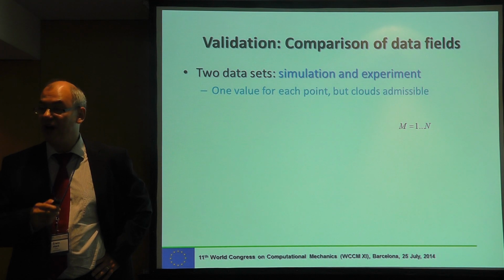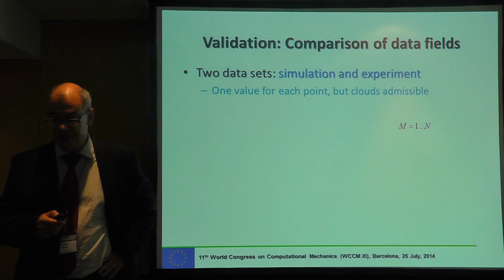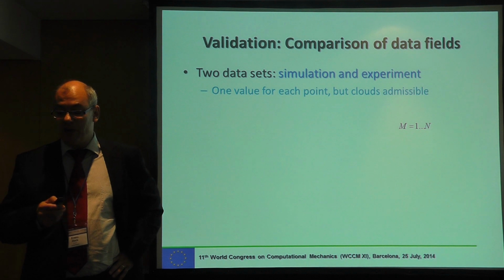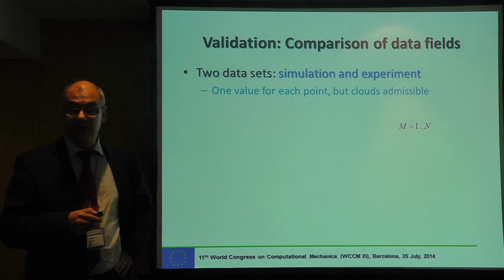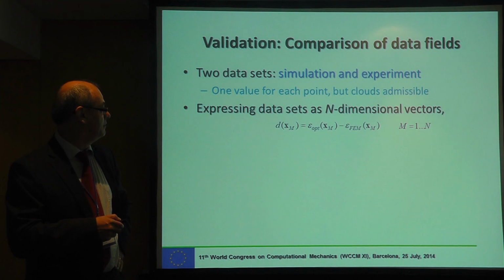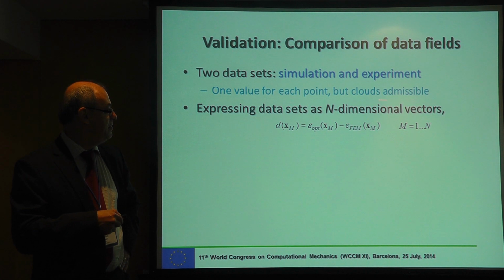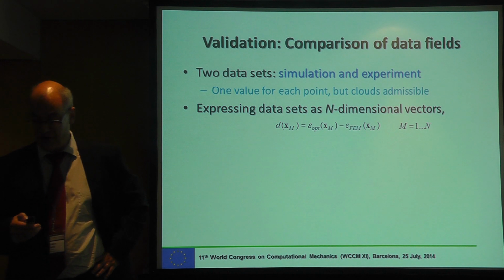And what's the difference if you have a data field? Simulation and experiment, in our case of validation. So we could say, well, at least we need 1 value for each point, but of course you can also use clouds in each point here. So assume we have an n-dimensional vector written for the data, so we have a difference for m equals 1 to n between the strain measured with the optical method and compare it to the strain provided by the finite element modeling.